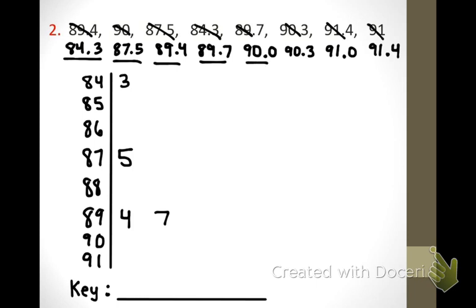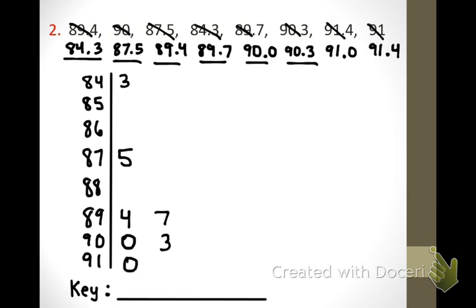Next up, I've got 90, 90.0. Now remember, you do have to put the 0 there, otherwise it seems like I don't have anything in the 90s family. Next up is 90.3. Once again, give yourself a little space between the numbers. And after that, I've got 91.0.